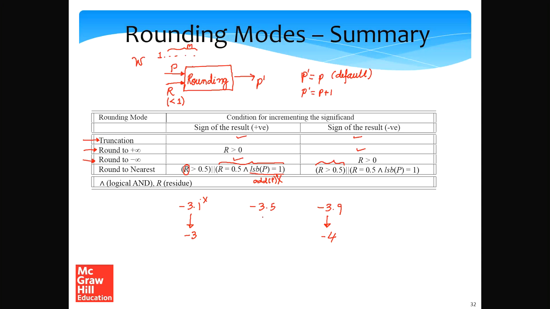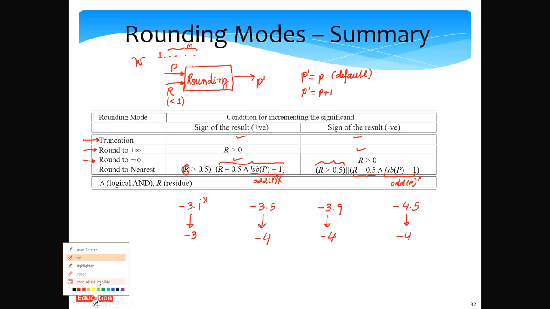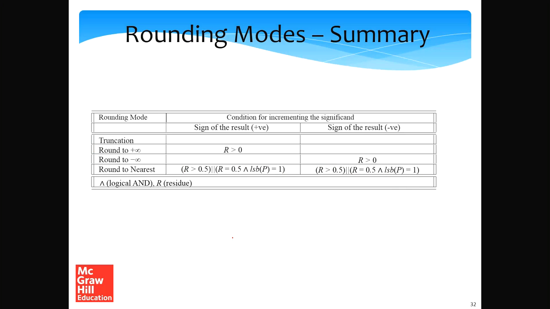Now if I consider minus 3.5, in this case the residue is 0.5, so this subcondition is true. Again, what I need to check is that p is an odd number. If it's an odd number, something needs to be done, otherwise we can go with the default. So in this case 3 is an odd number, so that's the reason we round it to minus 4. Had it been minus 4.5, then this condition would have been false, because 4 is an even number. So instead we would have rounded it to minus 4, which is exactly what we want to do in this particular scheme, that we always want to round to an even number if the residue is 0.5.